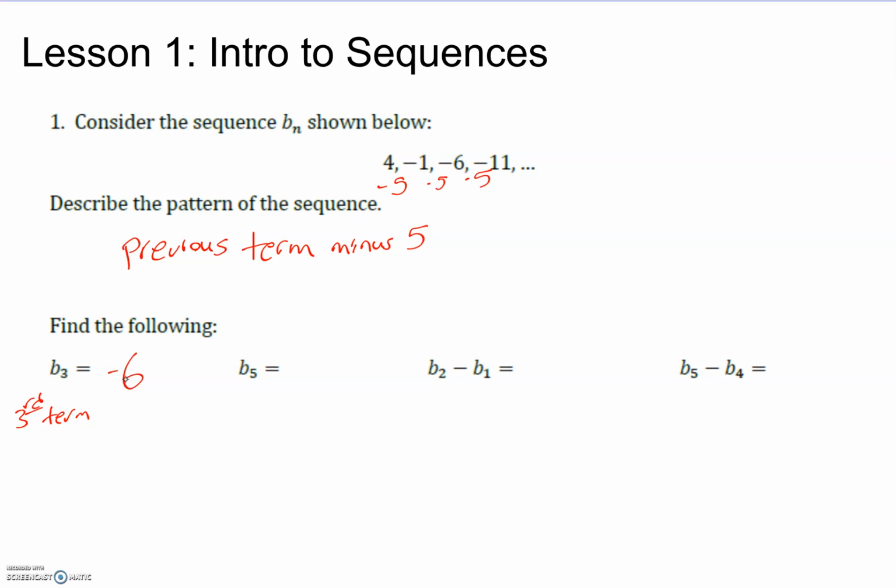b of 5, that's our fifth term. Well, we don't have a fifth term here, so we have to subtract 5 one more time. So -11 minus 5 would give us a -16.